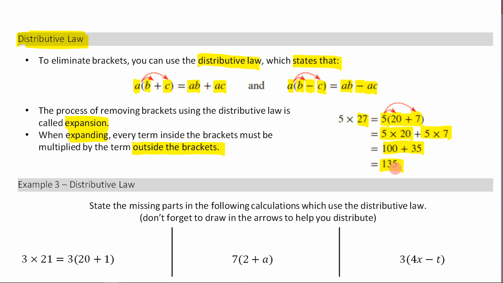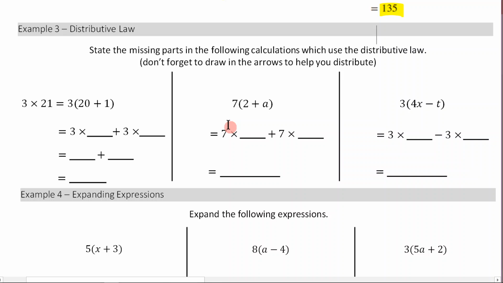All right. Let's go through some more examples here to really solidify this. So we're going to use the distributive law. It says, state the missing parts of the following calculation which use the distributive law. Don't forget to draw in the arrows to help you distribute. Okay, so let's start off with an example with just numbers. So here we have 3 times 21. We've previously done this. A really good way of mentally doing this is to break up this 21 into 20 plus 1. But when you do this, you have to remember it's 3 times 20, then 3 times 1.